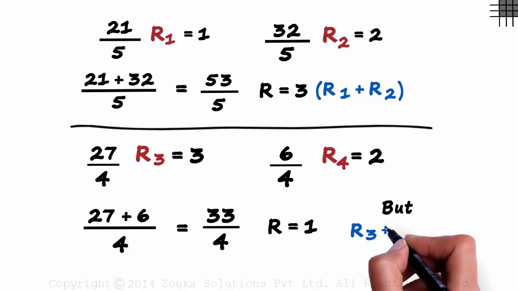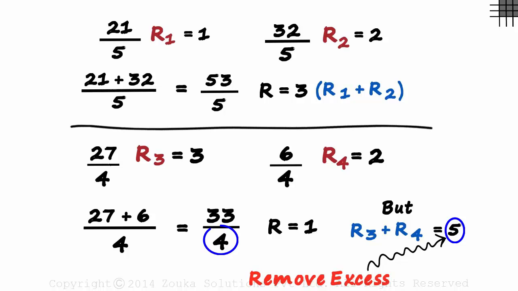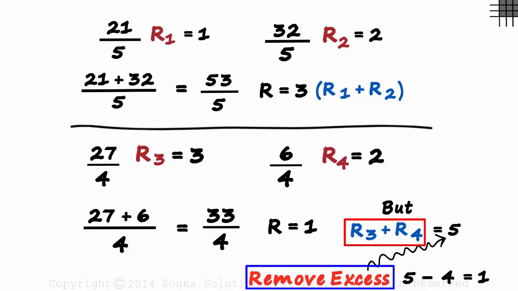But what is R3 plus R4? 3 plus 2 is 5. 1 is not the sum of remainders? Well, as a matter of fact it is, only if we remove the excess from the sum. We know that the remainder cannot be greater than the divisor. So we remove 4 from 5 and are left with 1 as the remainder. So if you're adding the remainders, do not forget to remove the excess.